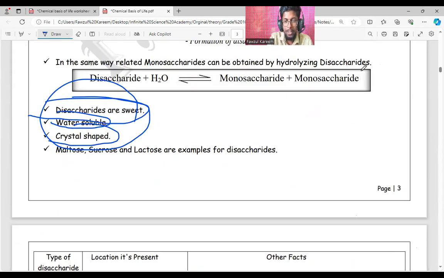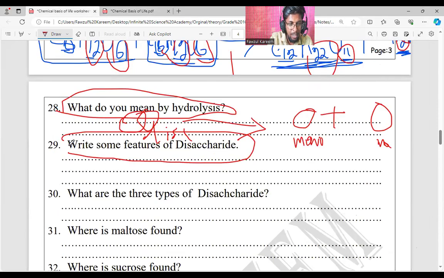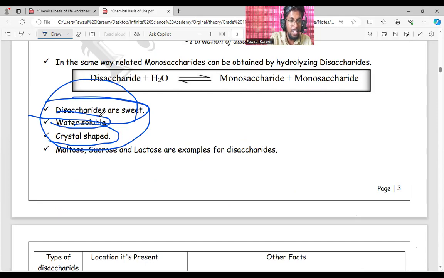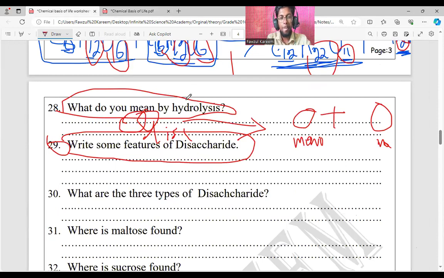Right. So question number 29. Write the features. Disaccharides are sweet, they are water soluble, crystal shaped. So these three features. Don't take more time, right? My kind request, my dear, when you are coming for the next class, please do all these works and send me the photos, right?